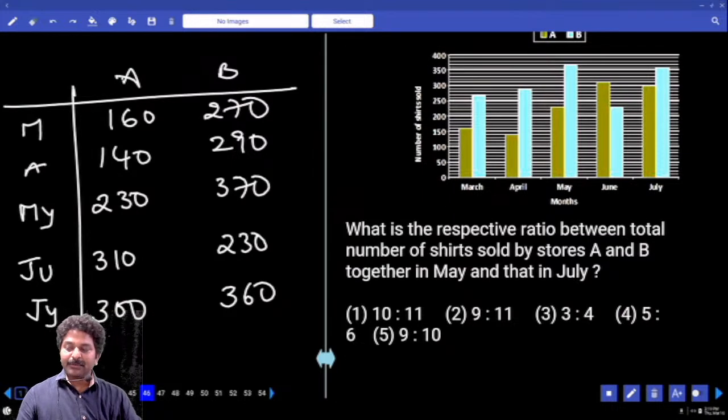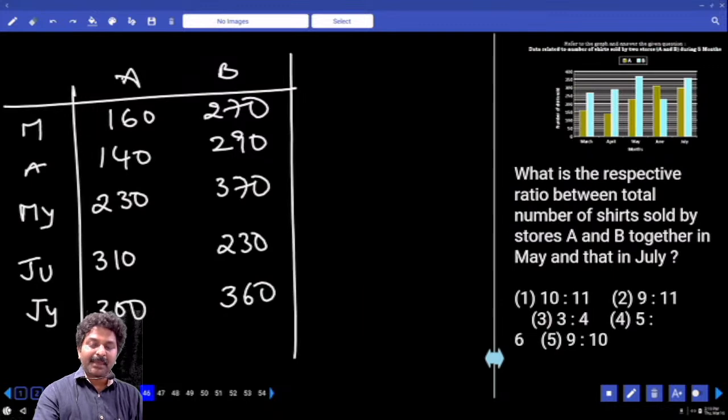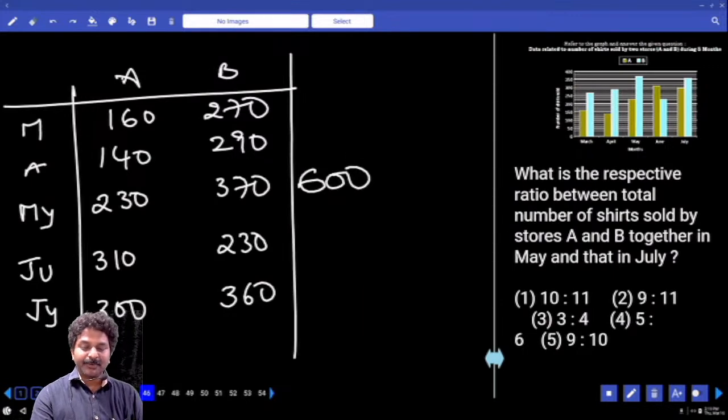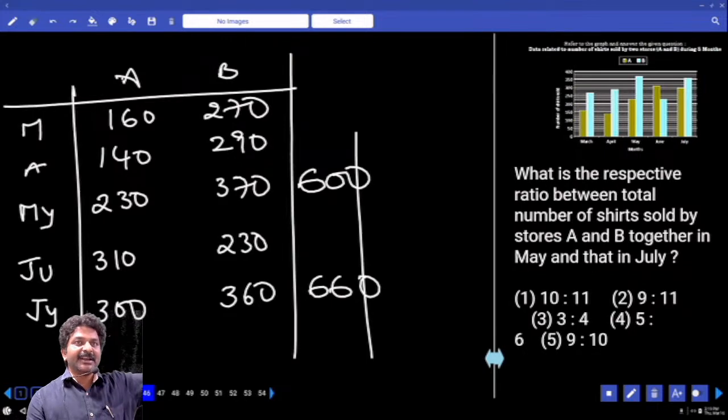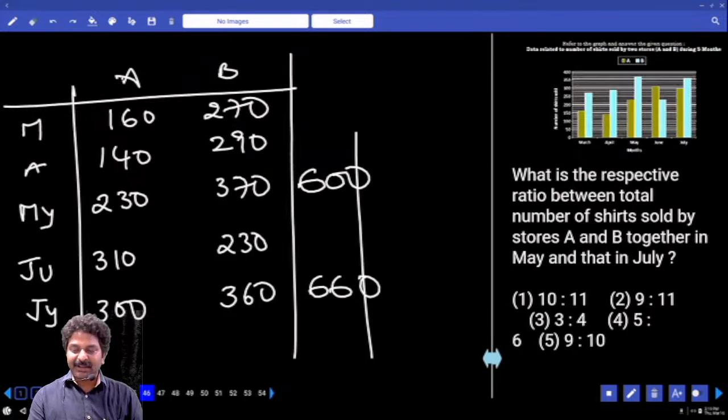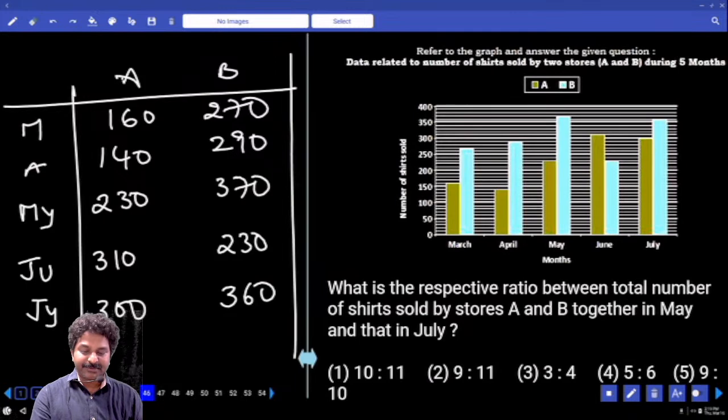What is the respective ratio between the total number of shirts sold by A and B together in May and July? May and July. May it is 600. July it is 660. 0 gets cancelled. 6 10 times, 11 times. 10 is to 11, first option.